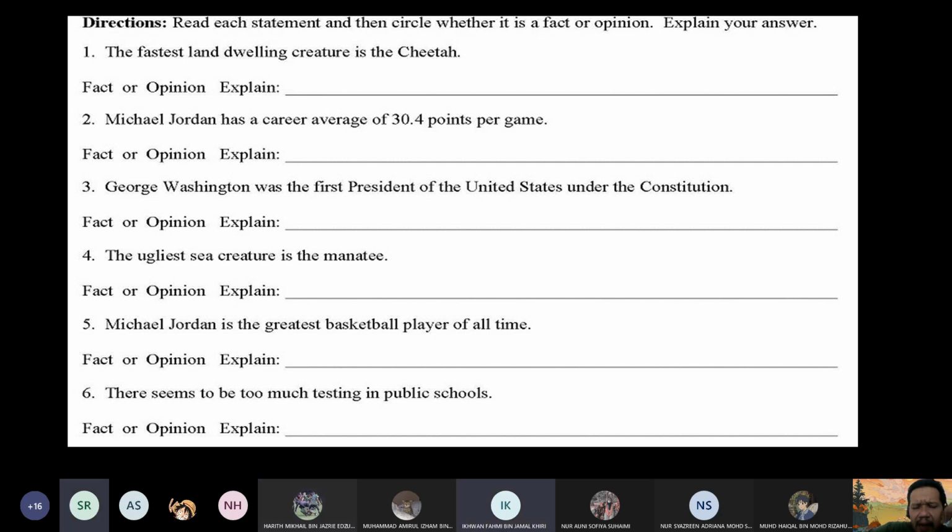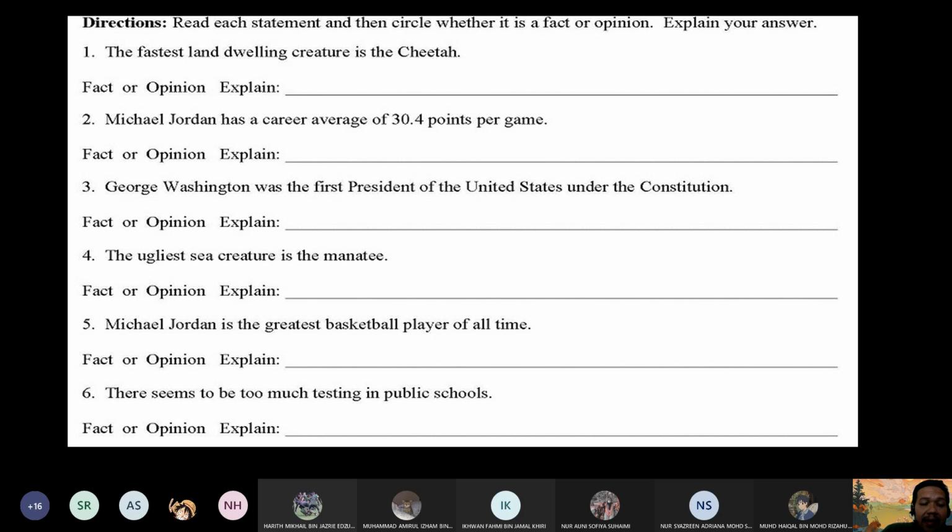Opinion. Yes, this is opinion because you cannot prove that, and it's very subjective. Some people say the manatee, the dugong, is the ugliest, but some say maybe another animal is. Compared to the cheetah, you can actually measure it because it's the fastest. Number 5, Michael Jordan is the greatest basketball player of all time. Fact or opinion? Opinion, very good, because some people may say another basketball player is greater. This is your belief.